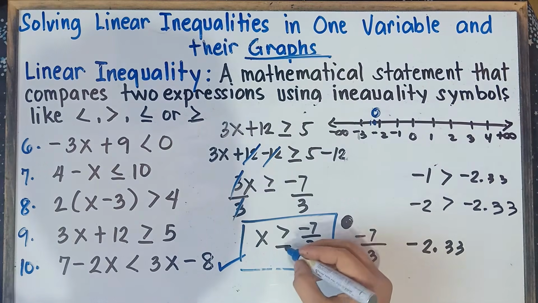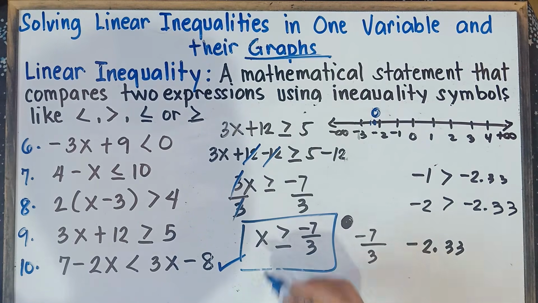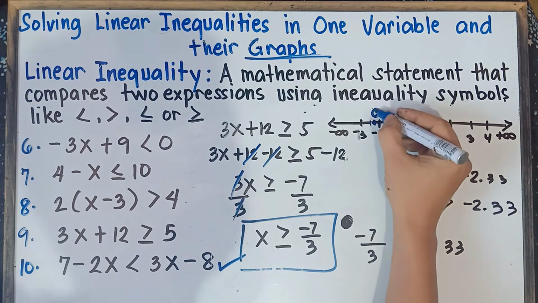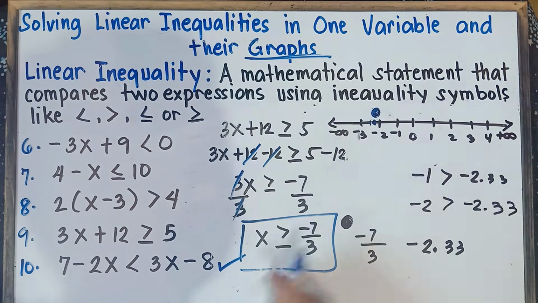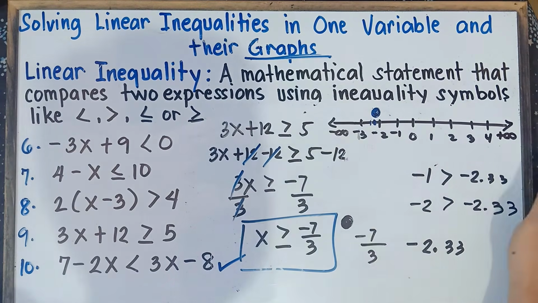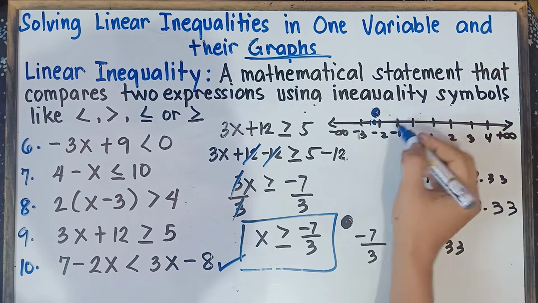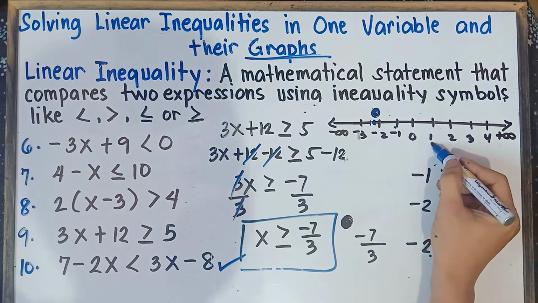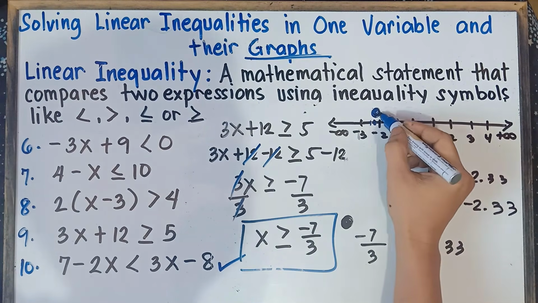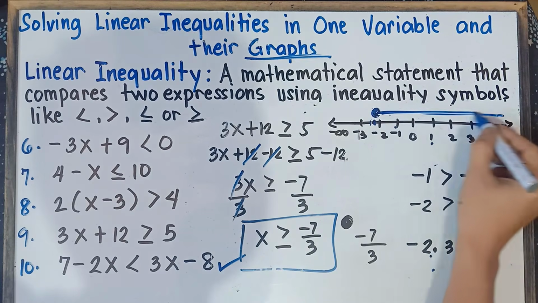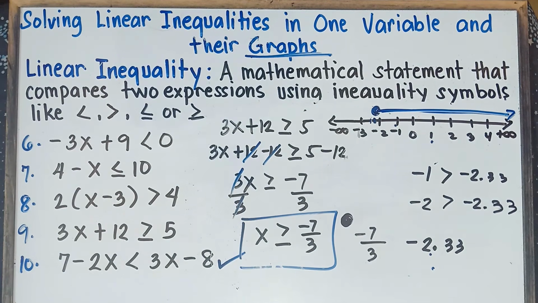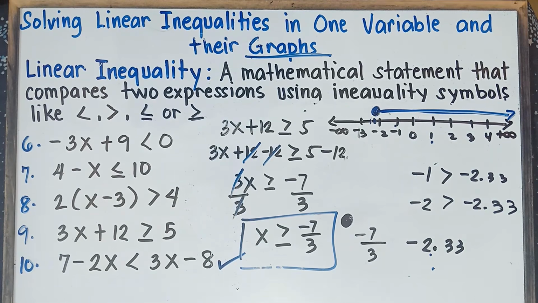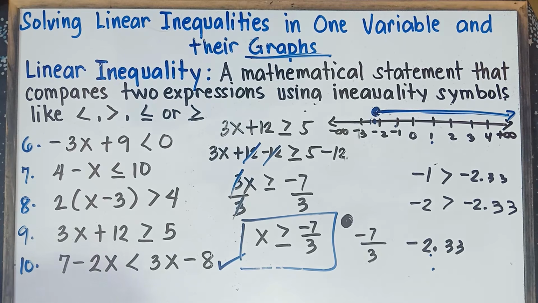And then we'll be using a closed circle because this is greater than or equal to. It means that negative 2.33 is included. And then x values greater than negative 2.33, of course, those are numbers going to the right after negative 2.33. So negative 1 is greater than negative 2.33. Of course, positive numbers are always greater than negative numbers. So all numbers going to the right. Alright, that's it, class. That would be our answer with regards to example number 9. That's how you graph this one, class.